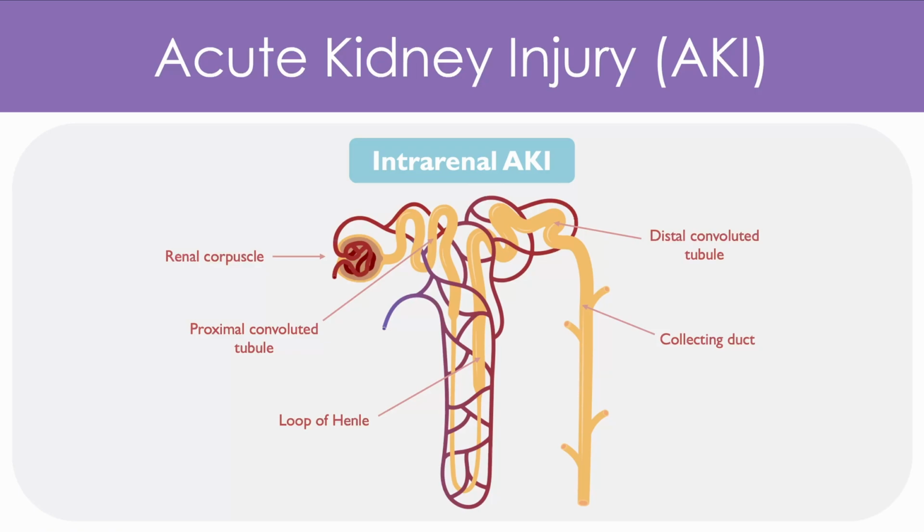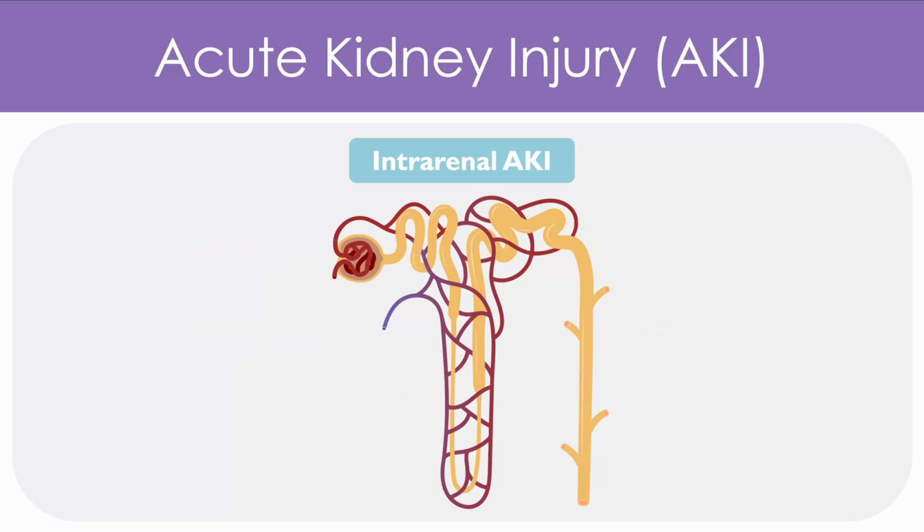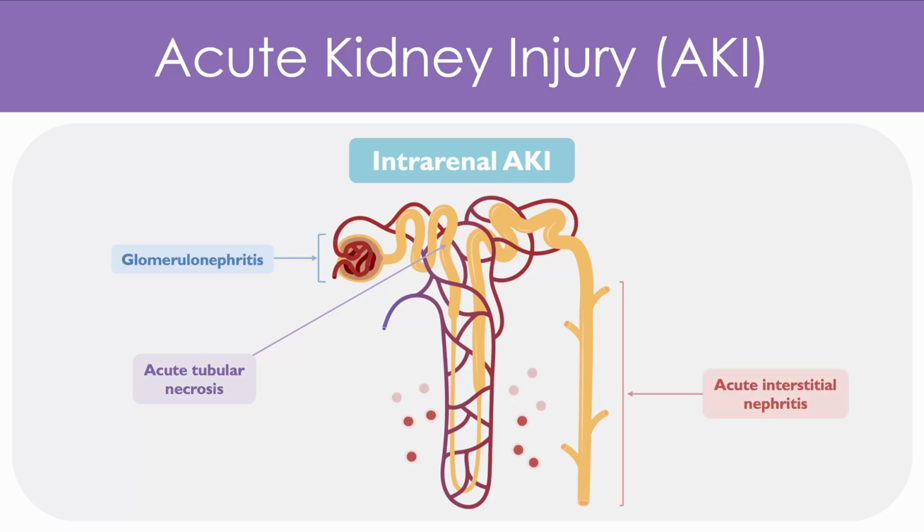For instance, we could have pathology of the first part of the nephron, which would be an acute glomerulonephritis. Alternatively, there could be issues with the tubules themselves, which would be an acute tubular necrosis. Or there could be a problem with the surrounding space of the nephron, which would be an acute interstitial nephritis.